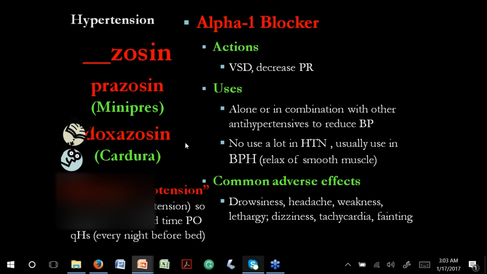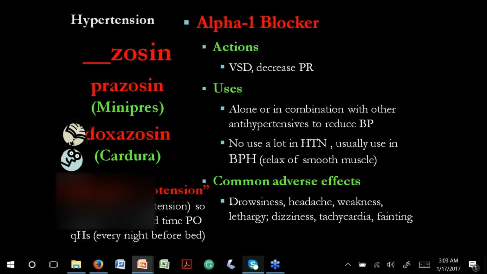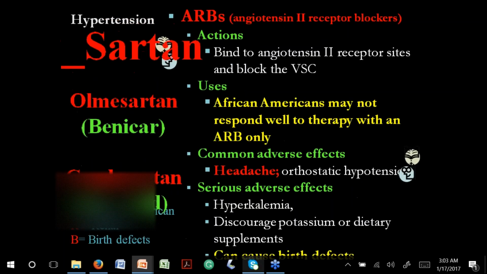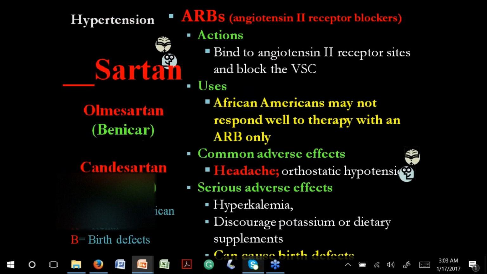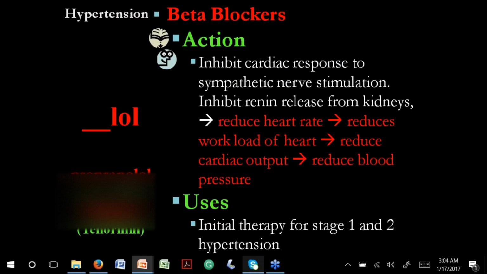First dose hypotension. Another A, we have headache. So everybody's headache so far, right? So you know how to handle the headache at this moment. So we have the first dose effect related to the ACE inhibitors and to the alpha-1 blocker. Okay, so the next is AB. We already talked about ACE, ARBs, alpha-1 blocker, and now is the turn for beta blocker.